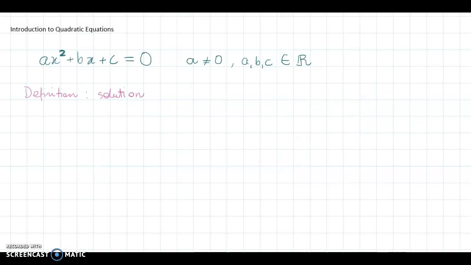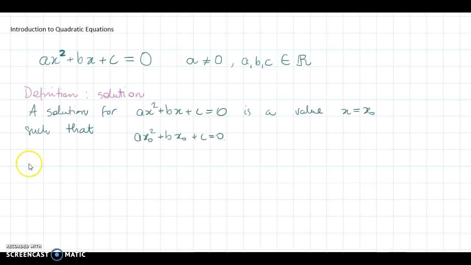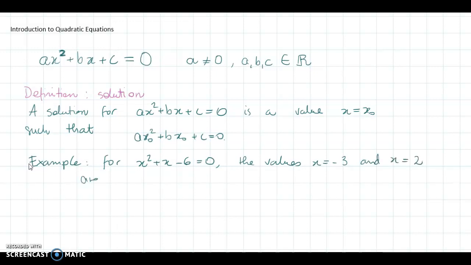We will define now what a solution is for a quadratic equation. This is a value of the variable x, if my quadratic equation is written in x, such that when I substitute that value in my equation, the result is really 0. For example, for the quadratic equation x squared plus x minus 6 is equal to 0, the values x equals minus 3 and x equals 2 are solutions.